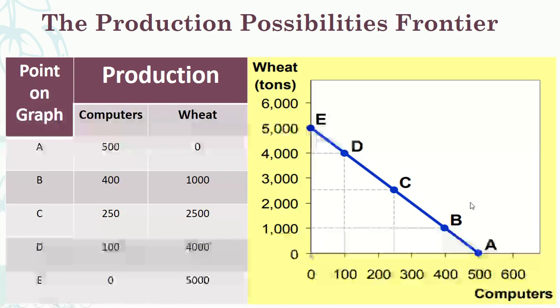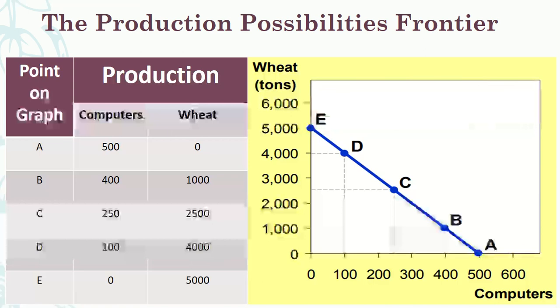And at point B, here you are producing 400 computers and 1,000 tons of wheat. And at point C, 250 computers and 2,500 tons of wheat are produced. Similarly, at point D, producing 100 computers and 4,000 tons of wheat, and then at point E, the last point here, producing 0 computers and 5,000 tons of wheat.